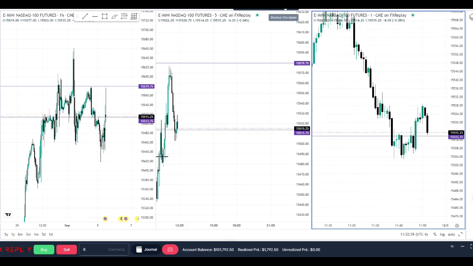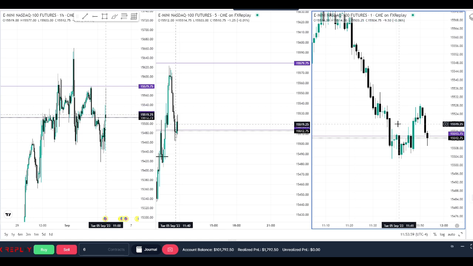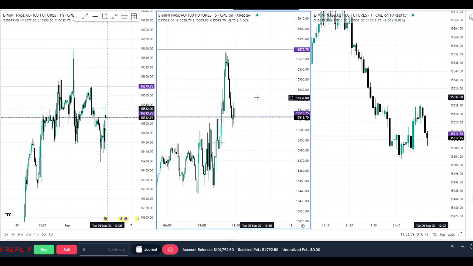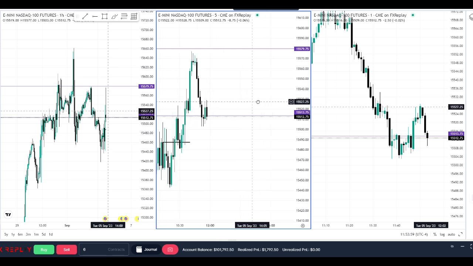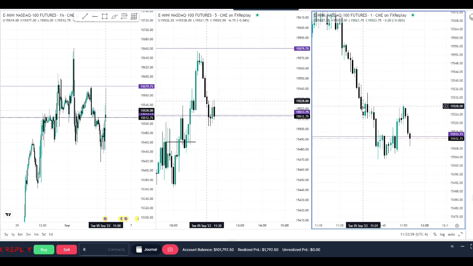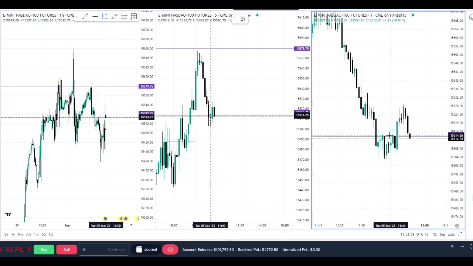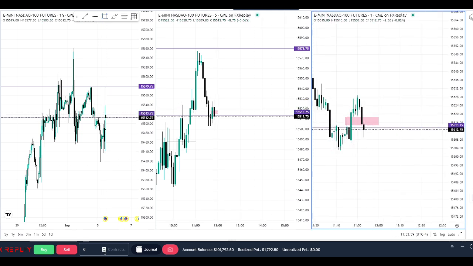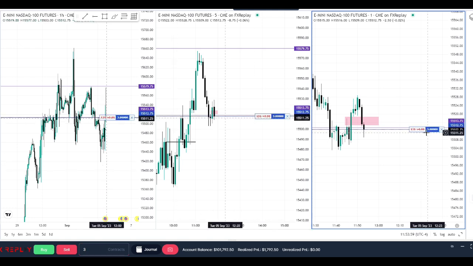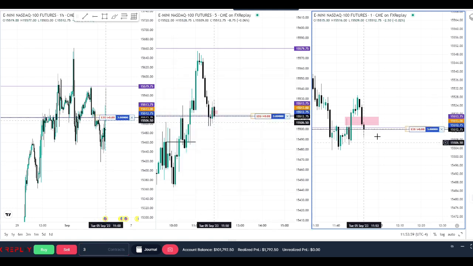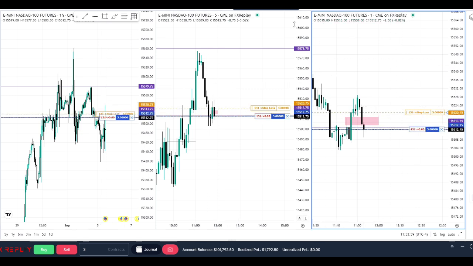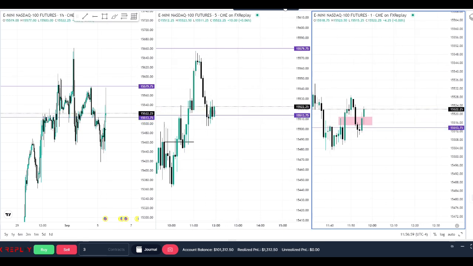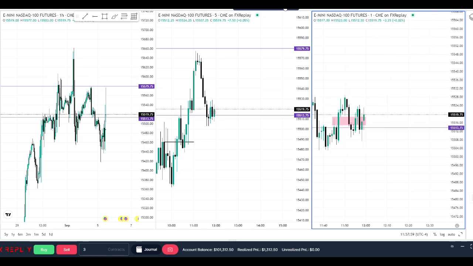So now we have this inversion, and it looks good from a 1 minute perspective, kind of. I'll take this half size just because the confidence isn't really there, but I still believe in the model, the inversion model. Yes, that stops me out, and that's fine.